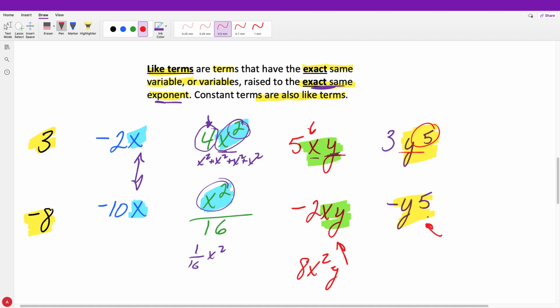And for this one, I just wanted to talk about when we don't write a number in front of there, it's understood to be a 1. So even though that's not written, this is understood to be a -1 y to the 5th power. We don't ever have to write the 1 in front. It's understood to be there. And that's how, here, it wasn't written, and this 1 x squared is how we could rewrite it as 1 over 16 times x squared if we wanted to.